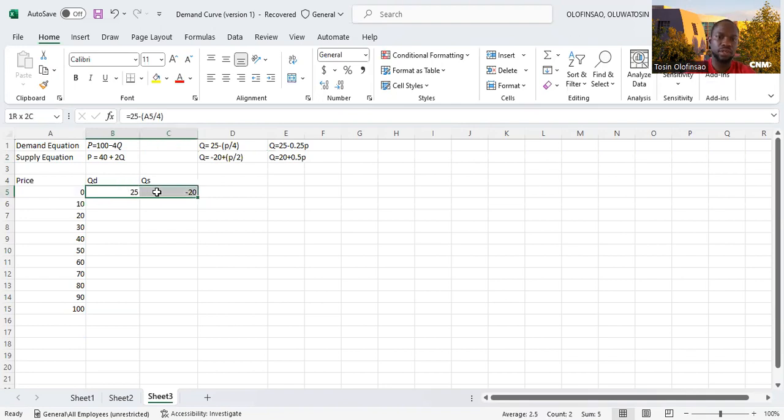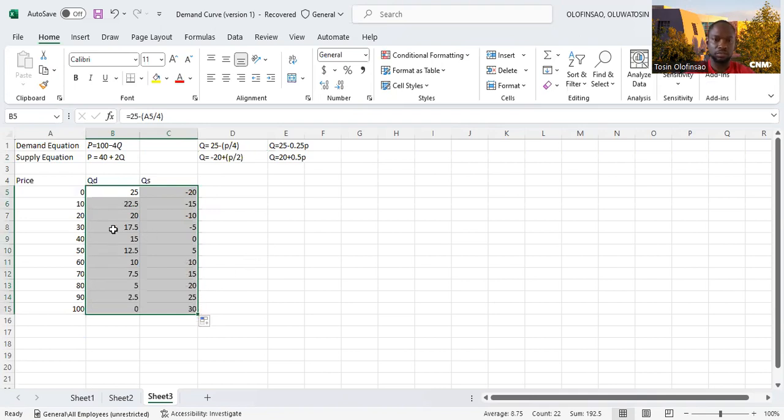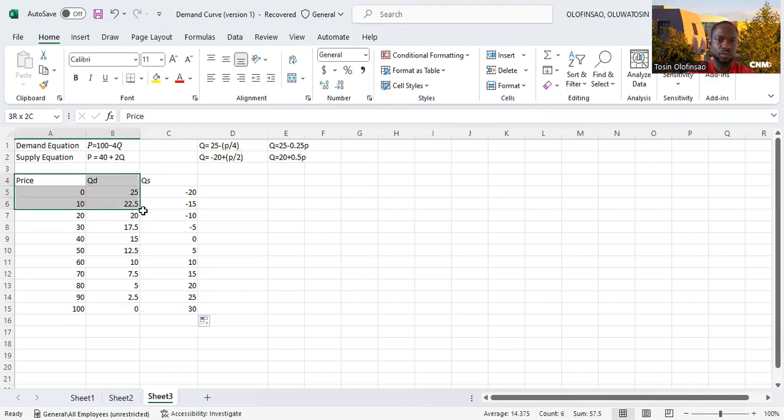Okay, so we have this, then you can drag this downward. If you have any question on how you can do that, definitely let me know. So as you can see here, this is the price, this is the quantity demanded, and this is the quantity supplied. As you can see, as the price increases, the quantity demanded reduces and the quantity supplied increases. If you look at this well enough, you'll be able to identify the equilibrium quantity and the equilibrium price.